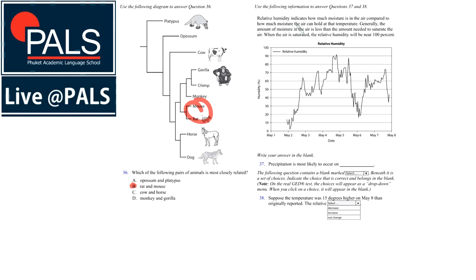Relative humidity indicates how much moisture is in the air compared to how much moisture the air can hold at that temperature. Generally, the amount of moisture in the air is less than the amount needed to saturate the air. When the air is saturated, the relative humidity will be near 100%.